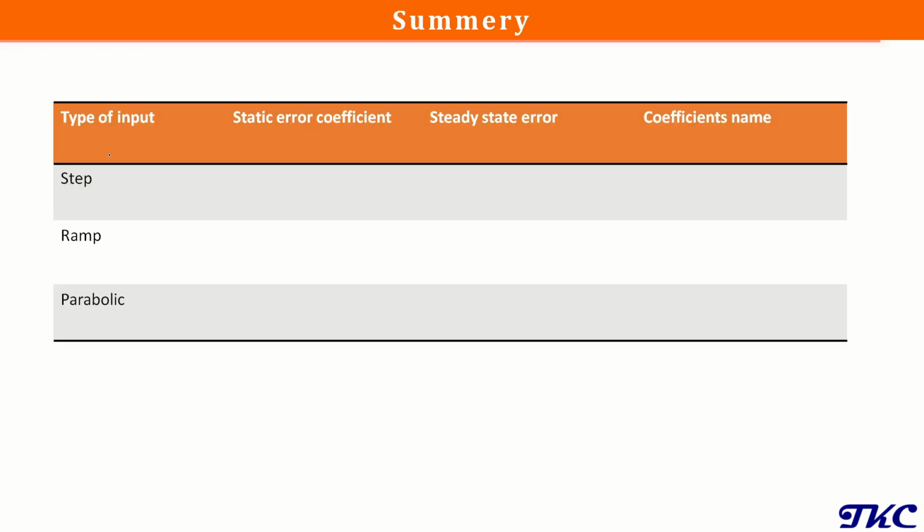So let's summarize what we discussed here in this table. When we are having the type of input as a step input, the static error coefficient will be Kp, and it is given by limit s tends to 0 g of s into h of s. And for this case the steady state error we will be having as A by 1 plus Kp, and the static error coefficient is called the positional error coefficient.